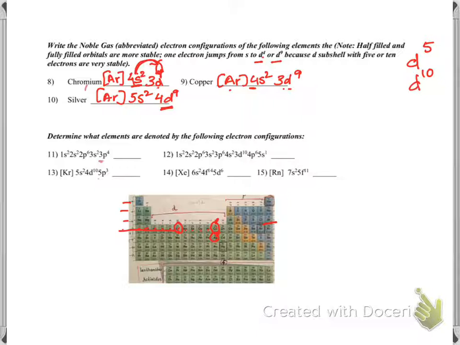So now the chromium electronic configuration will be argon, 4s1, 3d5. And for copper, what will this be? One electron is jumping from here to here. So argon, 4s1, 3d10. Here 5s1, 4d10. But these exceptions are only when you have 4 or 9 electrons in the d sublevel.